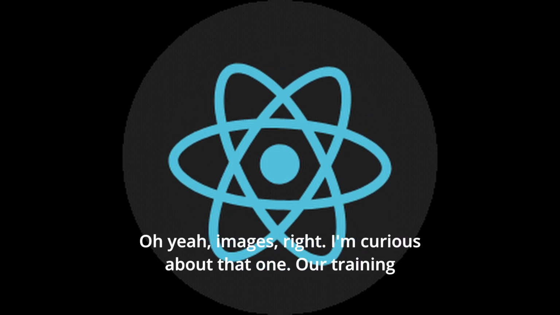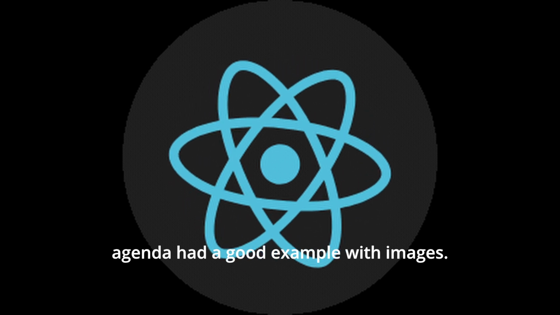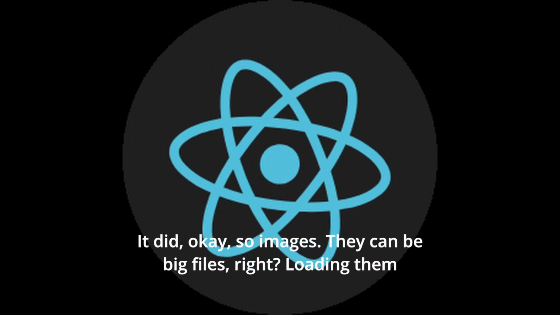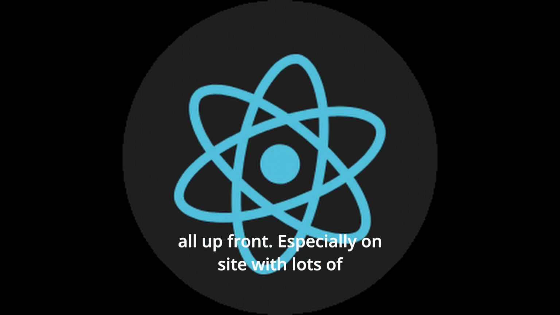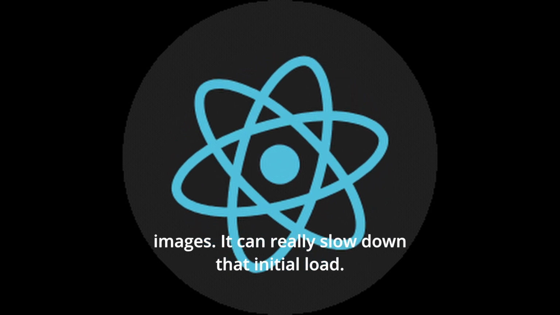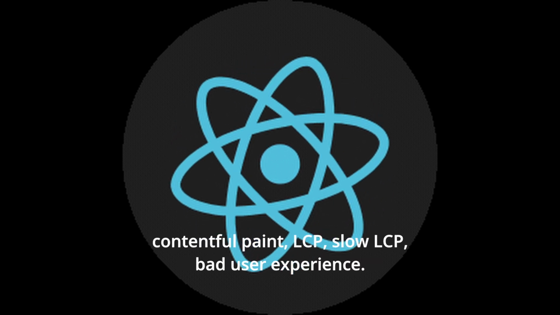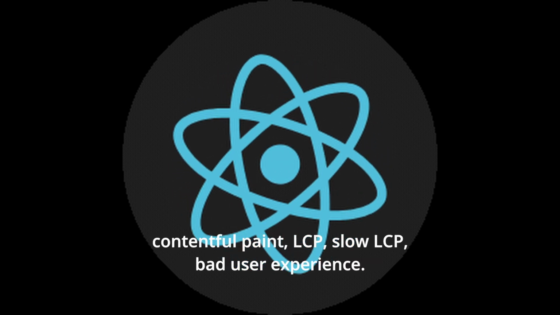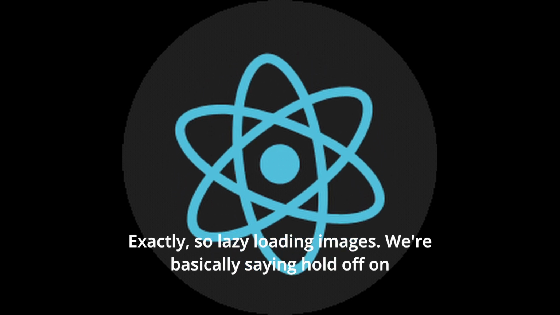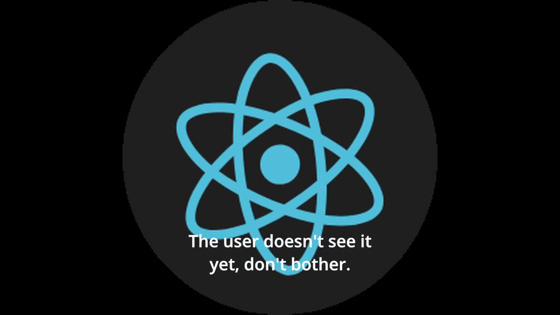Oh, yeah. Images. I'm curious about that one. Our training agenda had a good example with images. It did. Okay, so images. They can be big files, right? Loading them all up front, especially on a site with lots of images, can really slow down that initial load. Right. And that hits one of those core web vitals, right? Largest Contentful Paint, LCP. Slow LCP, bad user experience. Exactly. So with lazy loading images, we're basically saying hold off on loading those until we actually need them. The user doesn't see it yet, don't bother.